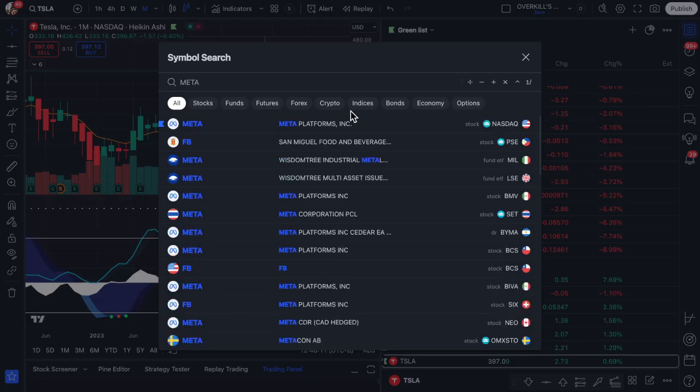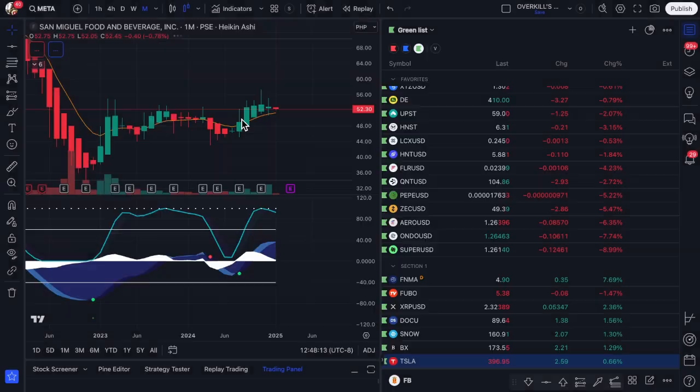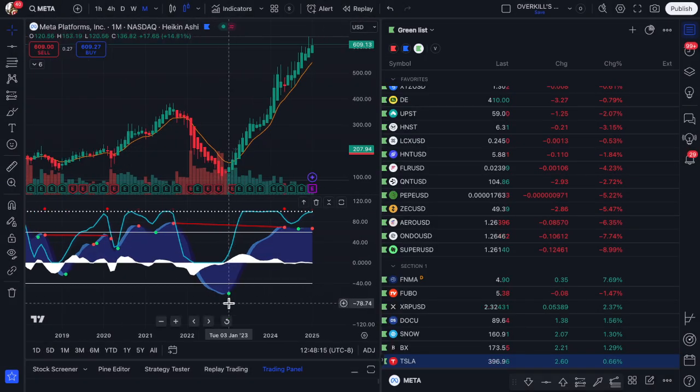It went all the way up to $450. Another good example here is Meta. Where'd the monthly one come? Right here. That was January 2023 at 118. The thing's sitting up here at $600. That was a 500% move off the dot down here.